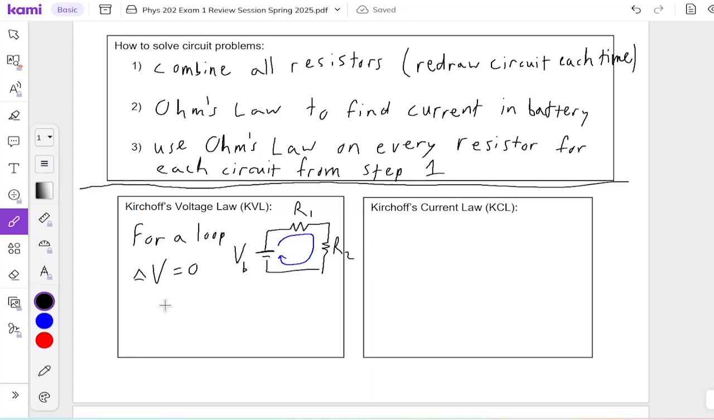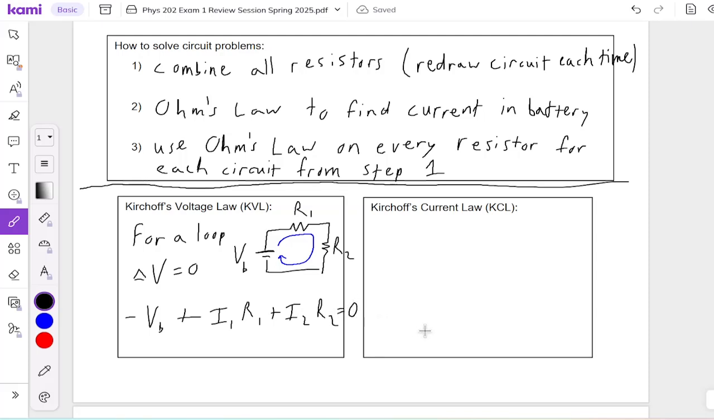This is not the electric field equation. We're not doing electric fields when it comes to circuits. We're saying negative VB. Why negative? Because if I'm going around this loop, you hit the negative terminal of the battery, so it's negative VB. If you want a shortcut, always just do negative VB. And then plus voltage on these resistors. If you don't know the voltage on the resistors, then it's I1R1 plus I2R2, and that equals 0.